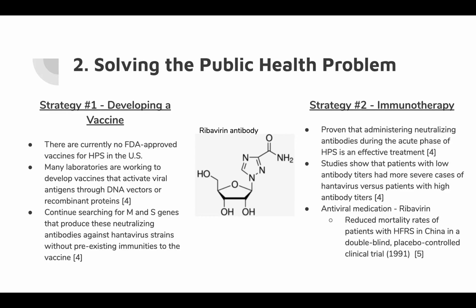Immunotherapy is another strategy that administers neutralizing antibodies during the acute phase of hantavirus pulmonary syndrome. It is an effective treatment for preventing severe infections of the virus. In fact, one antiviral medication known as ribavirin was tested in 1991 with patients in China, which showed reduced mortality rates.